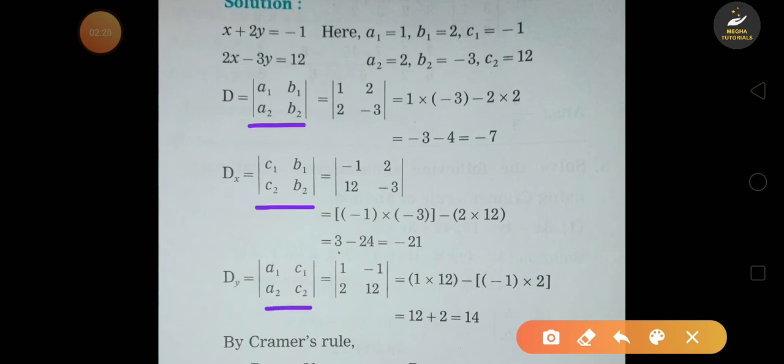So 1 2 for d, 1 2 2 minus 3, you will get 1 into minus 3 in one bracket minus 2 into 2. So 1 into minus 3 minus 4, so minus 7. Then come to the dx, minus 1 12 2 minus 3. So minus 1 into minus 3 in one bracket minus 2 into 12 in another bracket. So 3 minus 24 is minus 21.